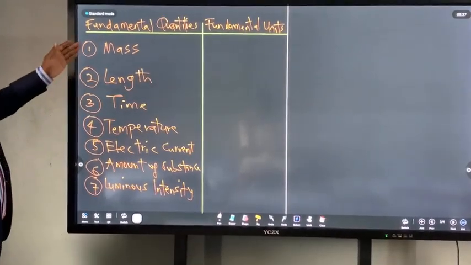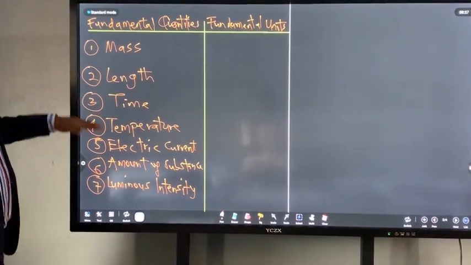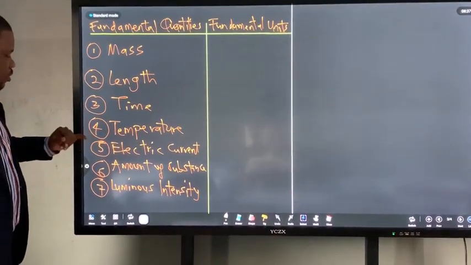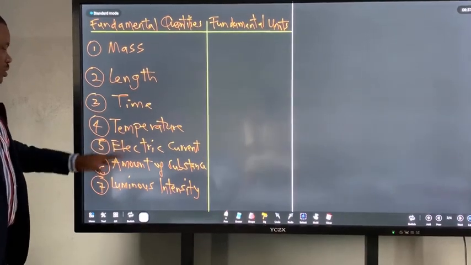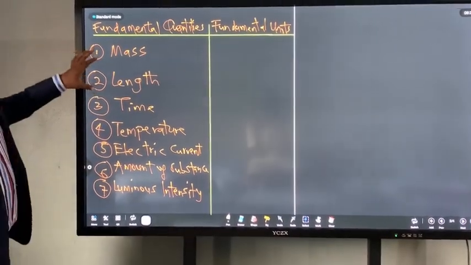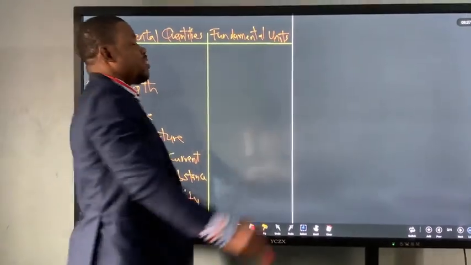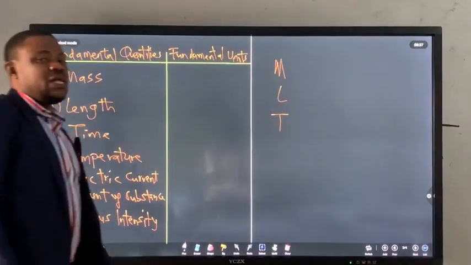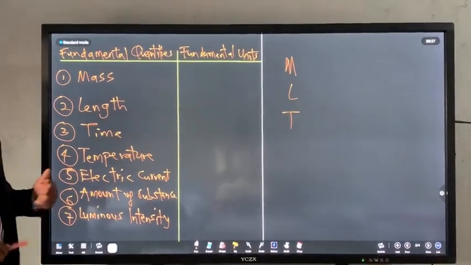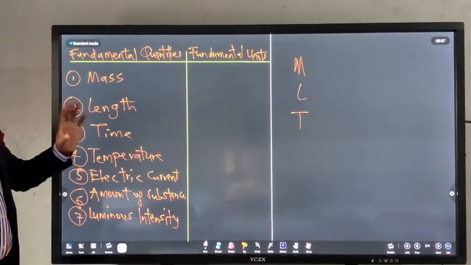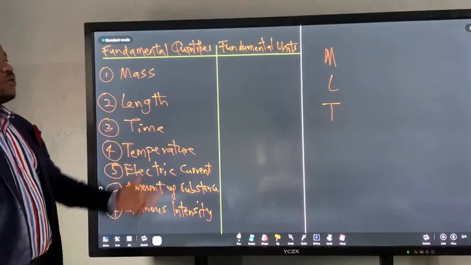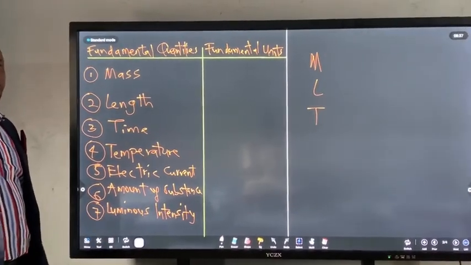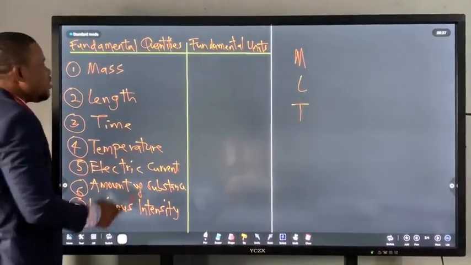We're going to be talking about mass, length, time, temperature, electric current, amount of substance, luminous intensity. And the first 3 are the ones you need to take particular note of: M, L, and T. Mass, length, and time. You will be using them again and again and again. If you ask me, I'll tell you that they are the most important of all of them. Alright?